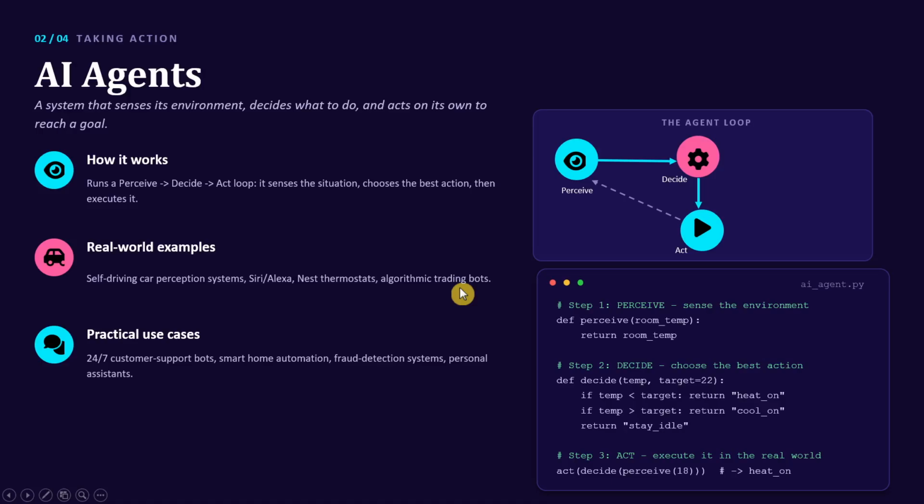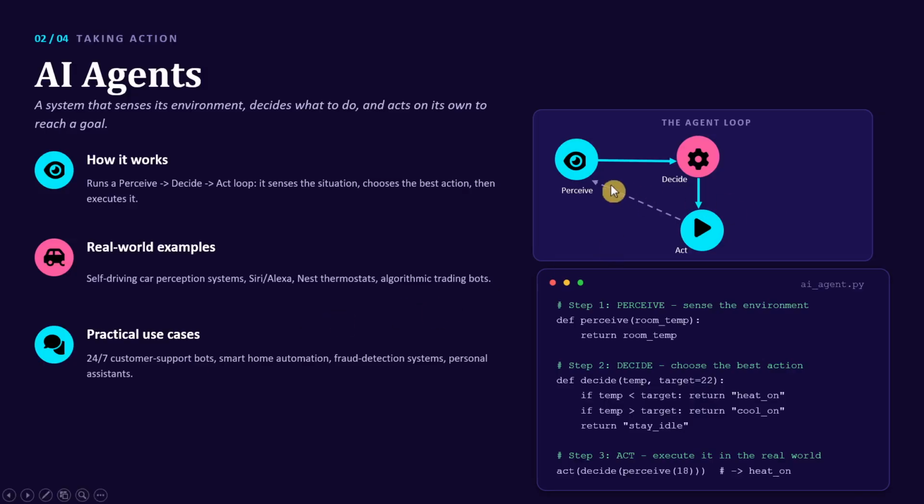Practical use cases here are 24/7 customer support bots, smart home automation, and fraud detection systems. You will not have a person sitting around 24/7 responding to user queries. Rather, that task can be performed by the AI agent, and a deterministic, predefined set of tasks can be achieved through the AI agent.